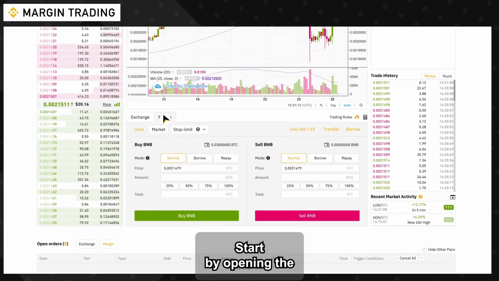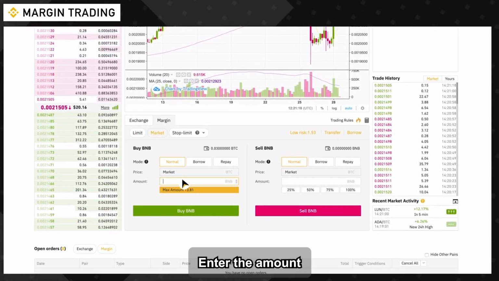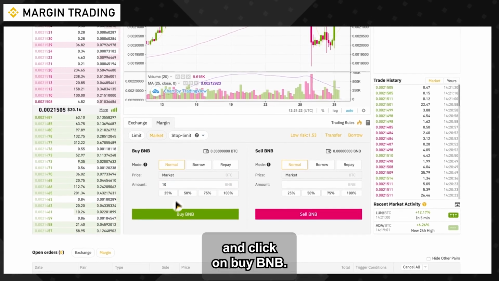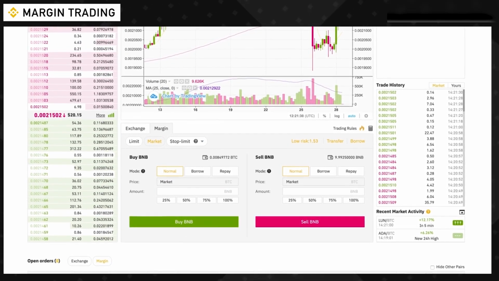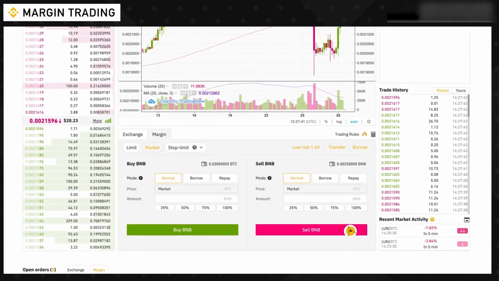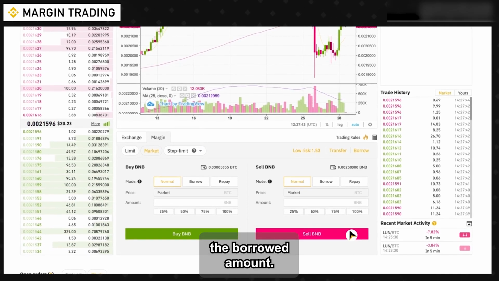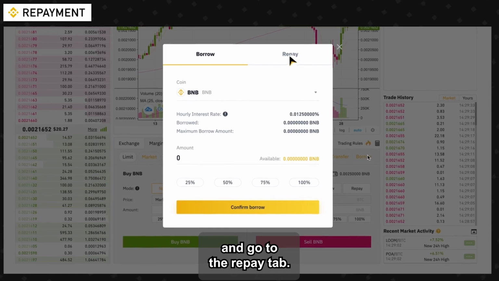Start by opening the Margin tab, select the market order type, enter the amount and click on Buy BNB. So, we've bought 10 BNB. When you've made a profit and sold the 10 BNB at a higher price, you can repay the borrowed amount. To do this, click on Borrow and go to the Repay tab.